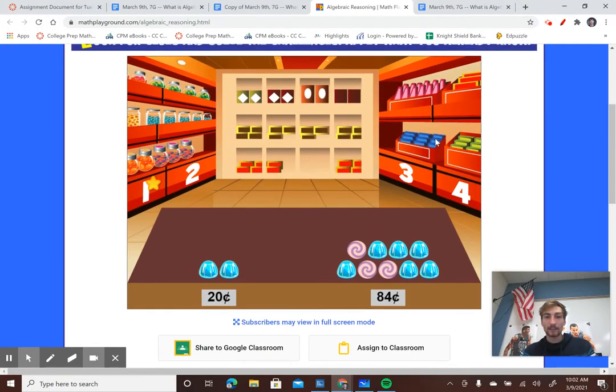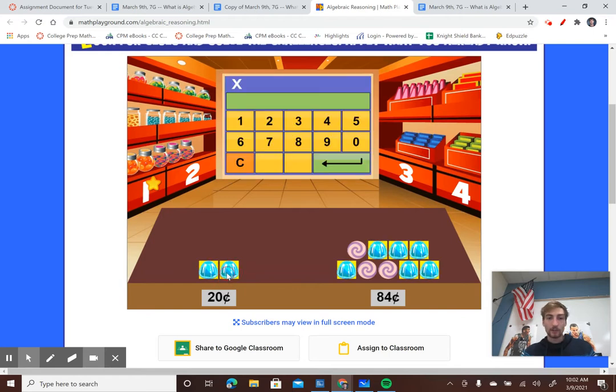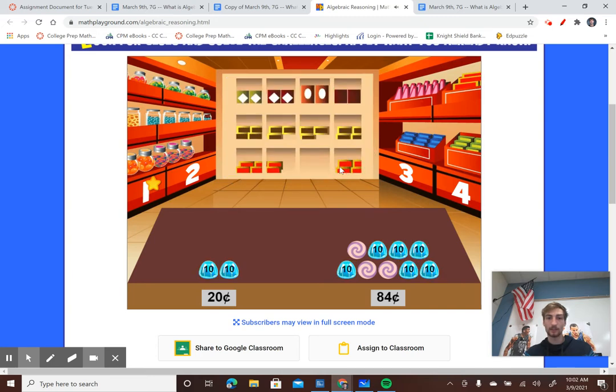Looking at this game, right now I've got 2 pieces of candy that equal 20 cents. So how much would each piece cost? Well, I know 20 divided by 2 gives me 10, so I'm going to type in 10, click enter, boom, I got it. So now I know that these blue pieces of candy are each worth 10 cents.